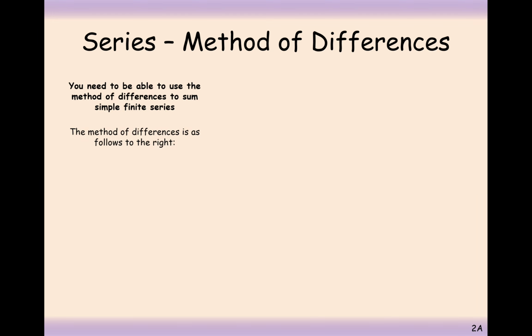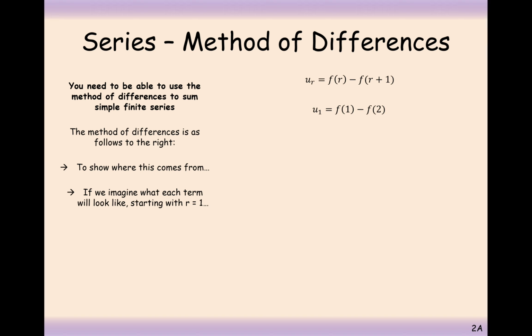Okay, so here's how series by method of differences works. If you're trying to summate a sequence where you can represent that sequence by the subtraction of the function f, where you substitute in r and then r plus 1 into the second part, then if you were to add that series together, how would the series go? It would start with u1 equals f of 1 minus f of 2. Doesn't matter what this function is, doesn't have to be related to the sequence u, it's just some function, but it's the same function every time.